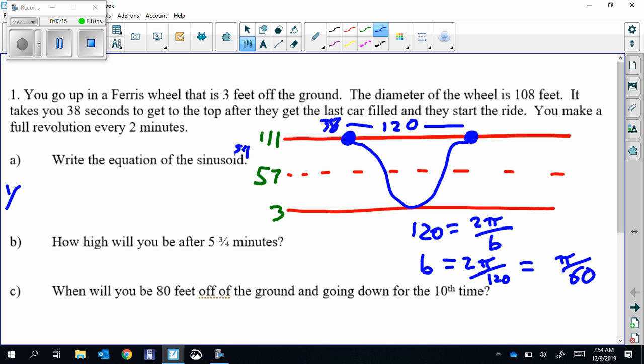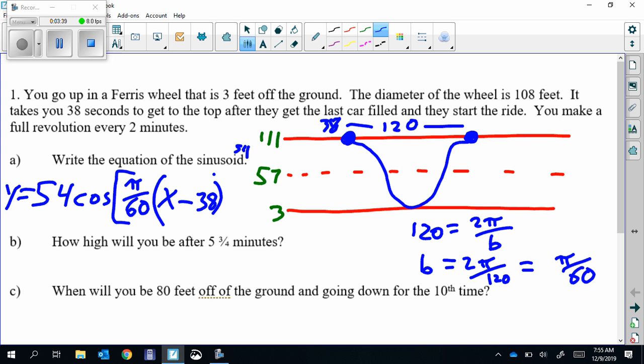We have a positive cosine that starts at 38 with all that other info. So A is the amplitude, 54 cosine. And then B would be the pi over 60, times x minus the shift to the right, 38. And then plus the midline, which would be 57.